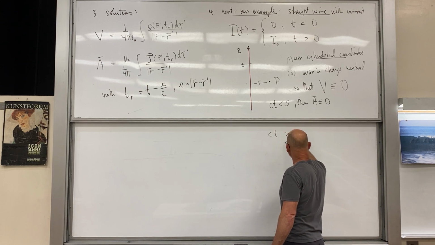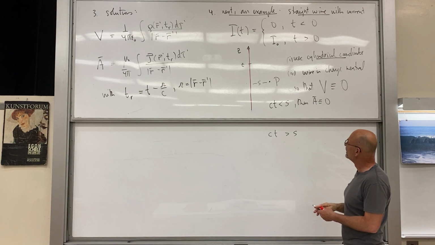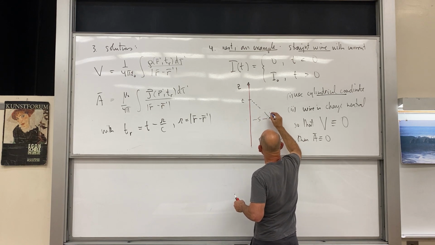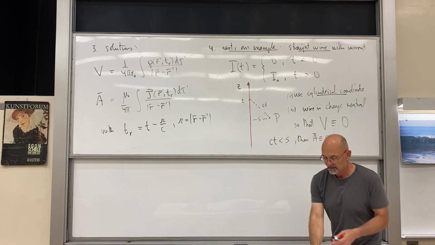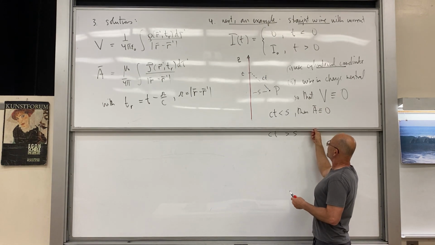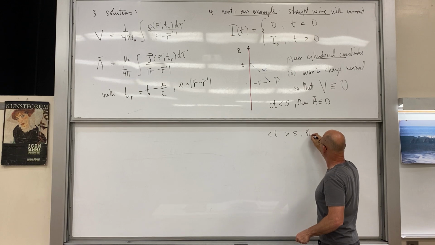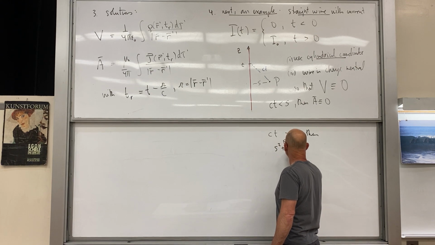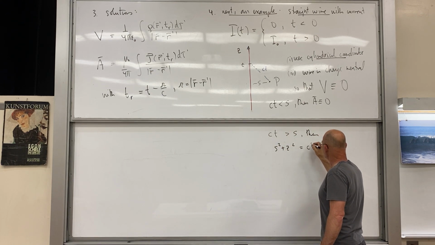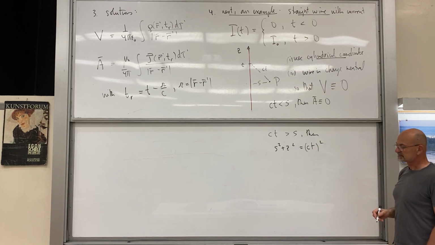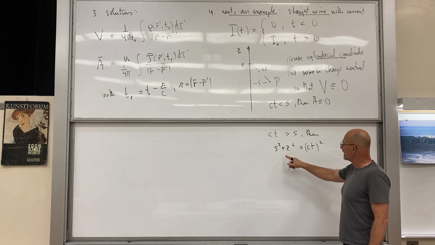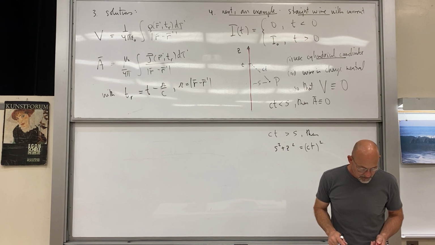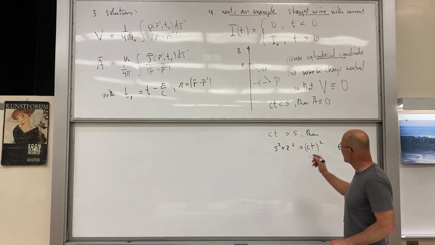So if C times T is greater than S, then here we'll have a hypotenuse, and this will be our C times T. So we'll have C times T greater than S, then we'd have S squared plus Z squared equals CT squared from our picture there, and we can solve for S. Oh no, we solve for Z because Z is going to be the boundary of our integral.